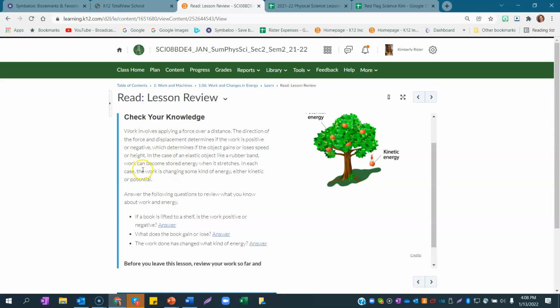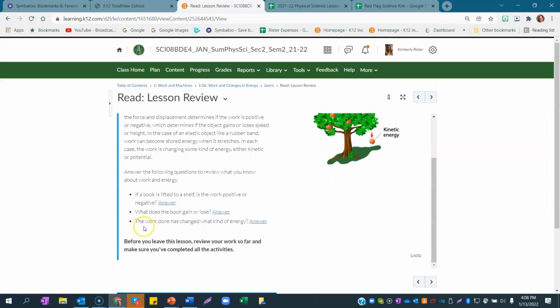So all of these things so far are good. Maybe you want to add them as bullet points so they're not running together. And then in each case, the work is changing some kind of energy, either kinetic or potential. And so it gives you some more examples just to ask questions and see if you understand, so you can check yourself on that. And then make sure that you have all of these things updated on your slide.